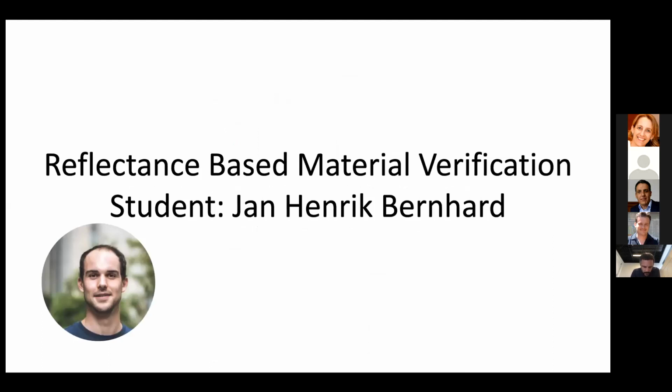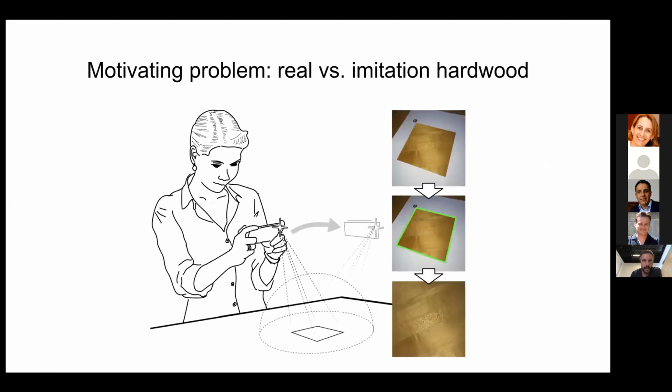Returning to the idea of active approaches, in Jan Henrik's project, the way to think about this is in the context of a secondhand marketplace. So take, for example, Facebook Marketplace, and you have people who want to sell goods that might be fake, for example, a hardwood table or a leather handbag.